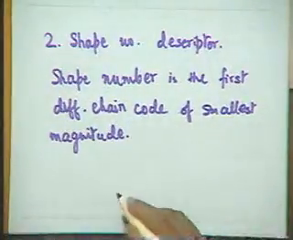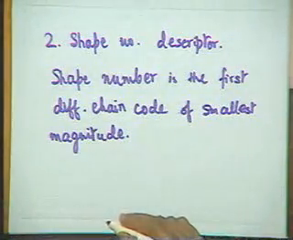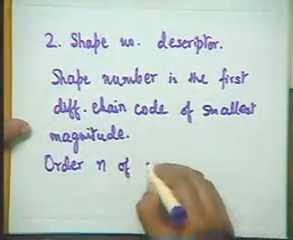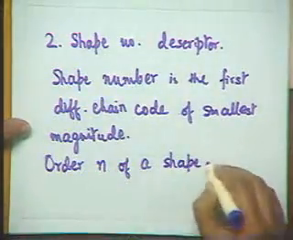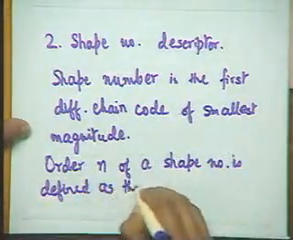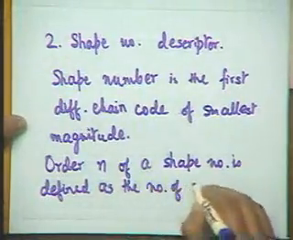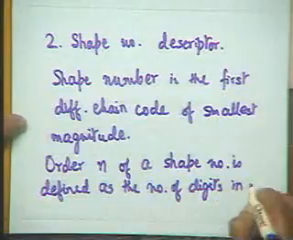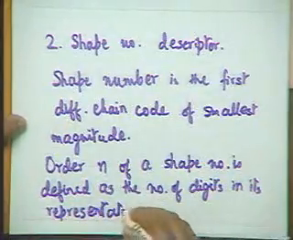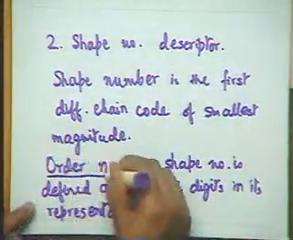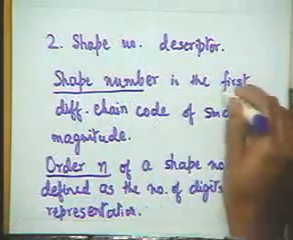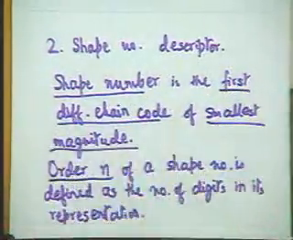And there is yet another parameter associated with the shape number, that is the order of the shape number. The order n of a shape number is defined as the number of digits in its representation. Order defines the number of digits in the chain code, and shape number is the first difference chain code of smallest magnitude.